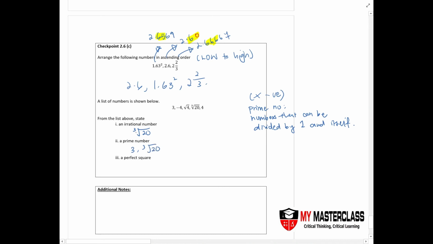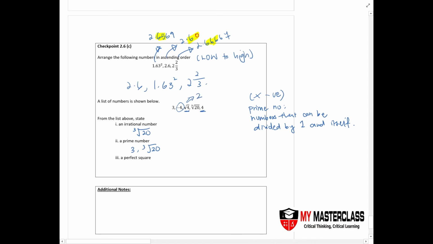For example, in cases like pi, they are considered as a prime number as well, because you can't divide them anywhere else to give you a perfect whole number. For instance, you cannot divide anything else apart from pi and 1, correct? So that is also a prime number. So in this case, cube root 20 is also a prime number. Why? Because 4 you can divide by 2 and 1. 3 you can only divide by 3 and 1. Whereas negative 4 is definitely not a prime number. And then square root 4 will technically give you a 2.